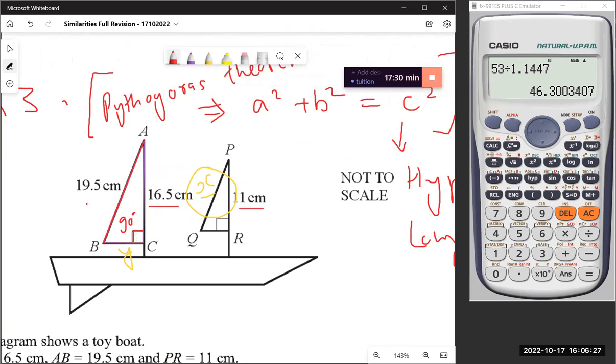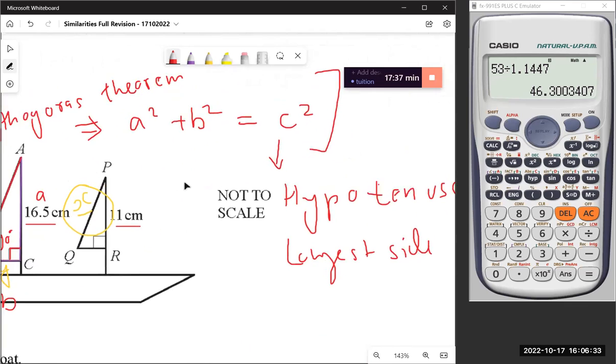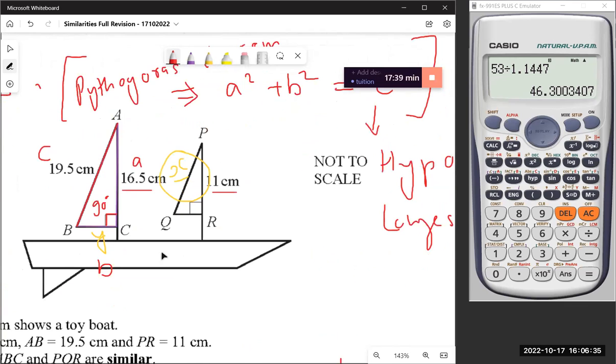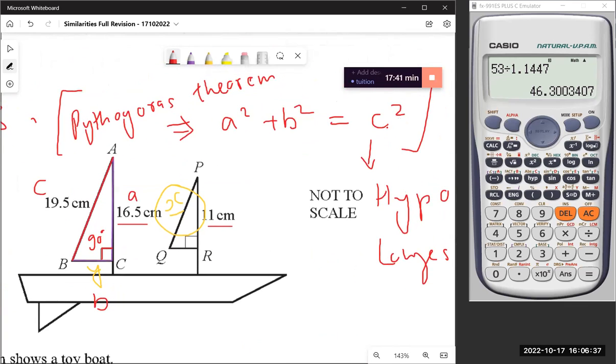Now, you can take any of these as A or B. Let's call this one A, let's call this B. And then this has to be C because that's the hypotenuse, which is the longest side. And we know that A square plus B square is equal to C square. Diana, tell me what is A? 16.5.